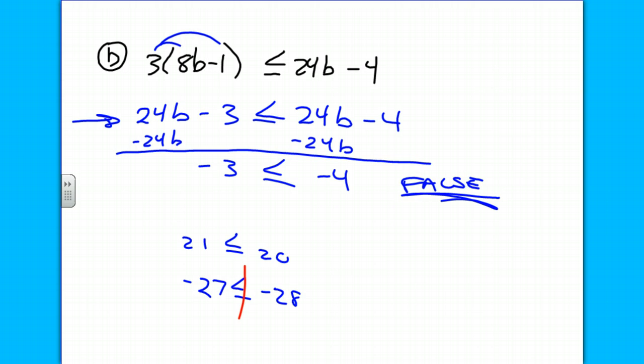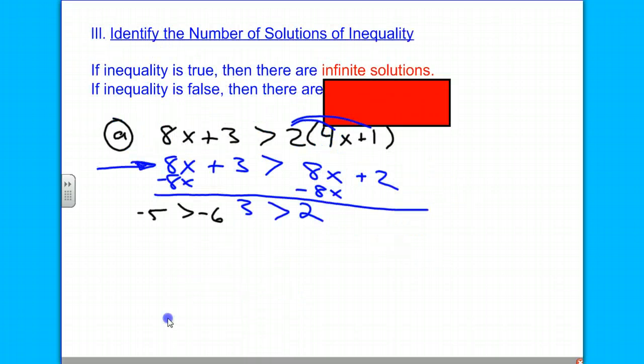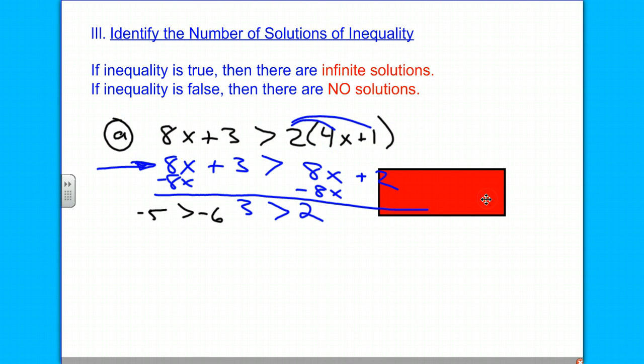Is there anything we can plug in to make this true? Are there any solutions at all to this? No, no solution. Okay? So if you have a false statement, when you simplify your inequality, if you have a statement like this that's false, then you say there are no solutions to this. Now, does that seem pretty simple?